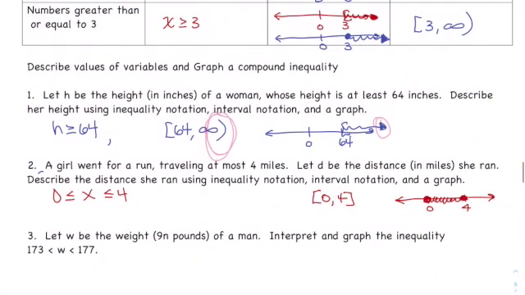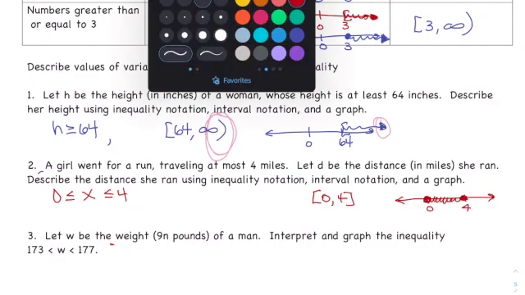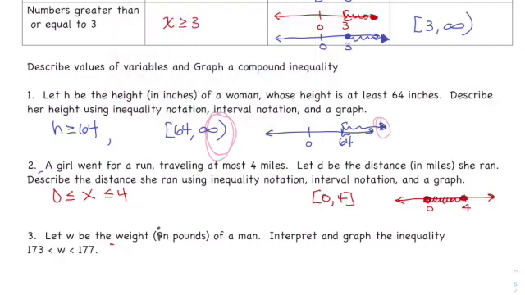So go ahead and try to see, can you graph the next one? Well, I actually gave it to you. Let W be the weight, in pounds, of a man. Interpret and graph the inequality. Sorry, there's a typo; it should be IN, in pounds. I gave you the inequality already, and to interpret, the man weighs between 173 and 177. I'm going to pause the video and write down the words for you.